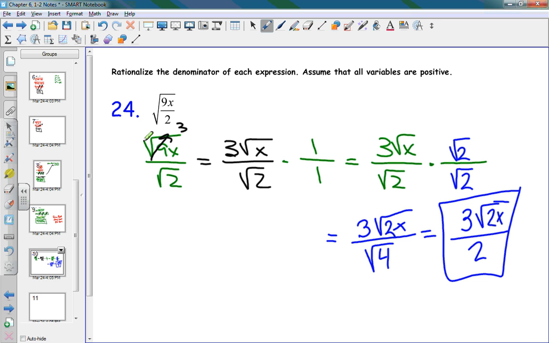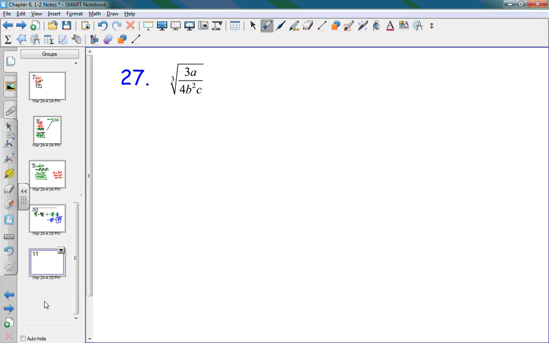Now I'm going to do one more problem. This is the last one. This is problem 27 on the homework. Now, the first thing we're going to do is we're going to separate this fraction, correct? So we're going to make this the cube root of 3a over the cube root of 4b squared c. Now, how many 4's do I currently have in the denominator? 1.